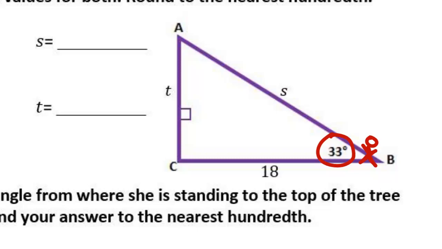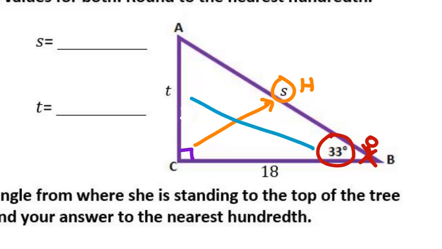Oh, that right angle mark kind of moved. It should not be up here. The right angle is right here. So S is my hypotenuse. T is the opposite side. And so 18 down here is the adjacent side.